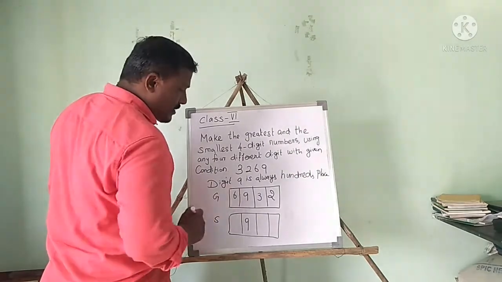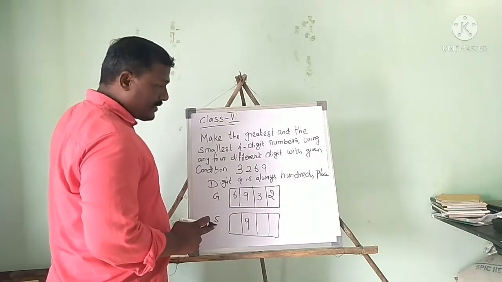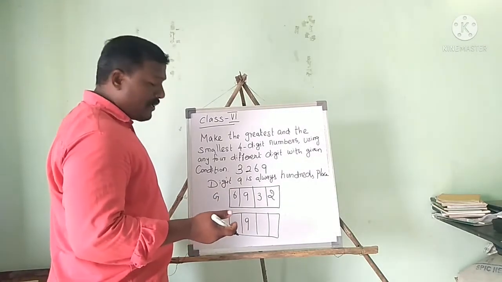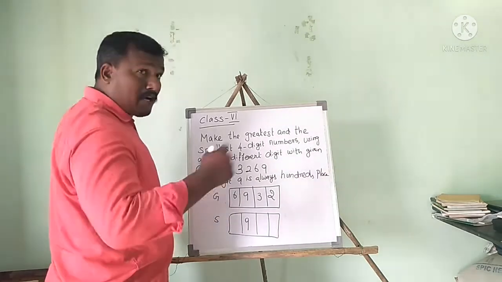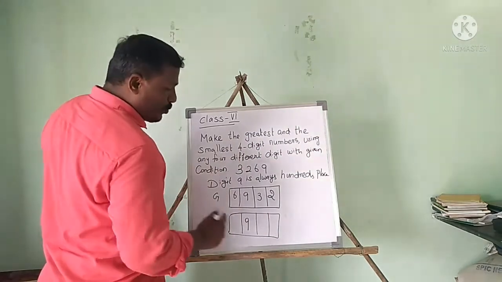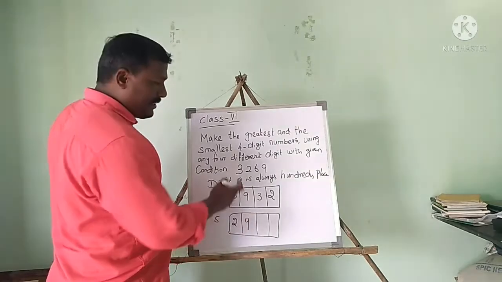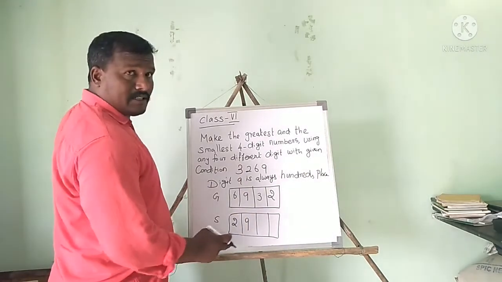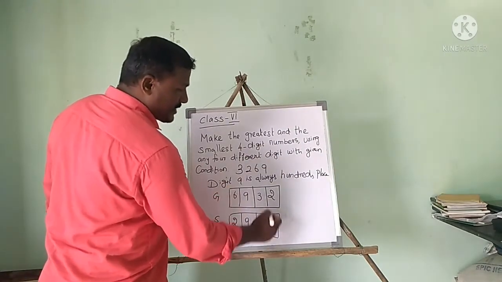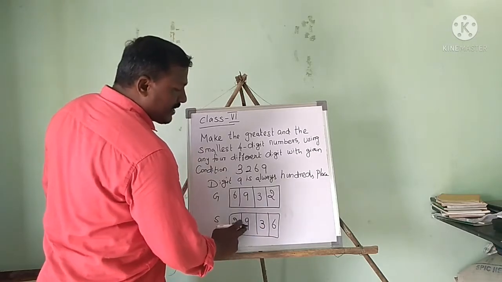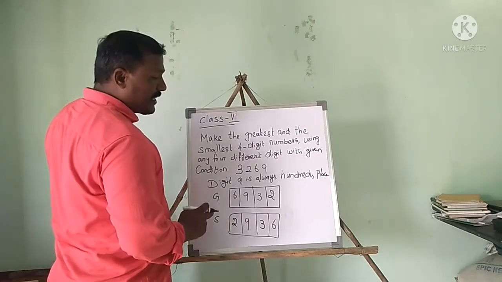Then the smallest number. So 9 is always in the hundreds place. You know very well, when we make the smallest 4-digit number, we have to write in ascending order. Ascending means small to big. So which is the smallest number? 2. So I'll write 2 first in this box. Then another bigger number, 3. But 9 is already there, so we have to write 3 in the next box. Then another number, 6. So 2936 is the smallest 4-digit number and 6932 is the greatest 4-digit number.